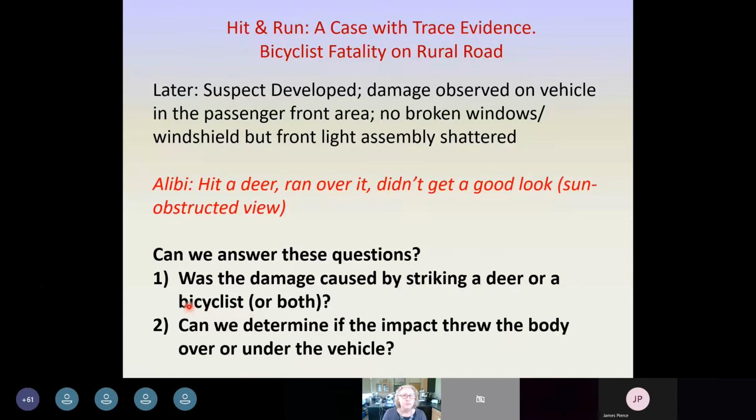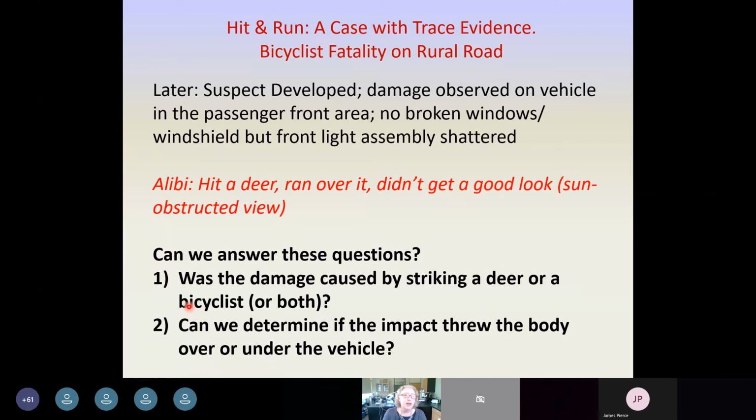So later on, fairly quickly, a suspect was developed because a neighbor observed, after hearing of the local fatality, that there was damage on this suspect's vehicle in the passenger right front area, which would be the side of the vehicle that would potentially come into contact with a bicyclist on the side of the road or in a bike lane. The vehicle didn't have any broken windows or windshield, but the front light assembly was shattered. Remember, most vehicles nowadays have plastic rather than glass light assemblies. So we have a damaged vehicle with broken plastic and missing paint.